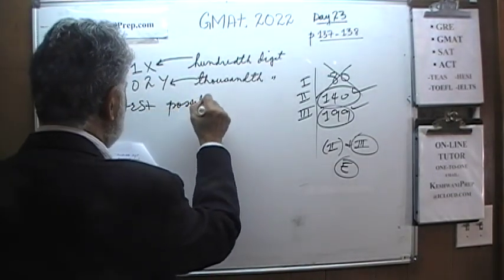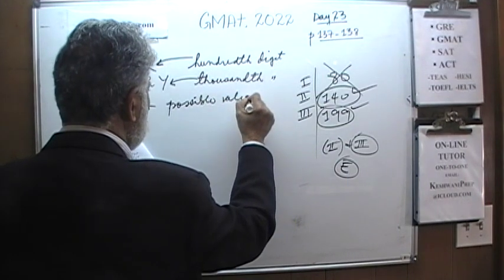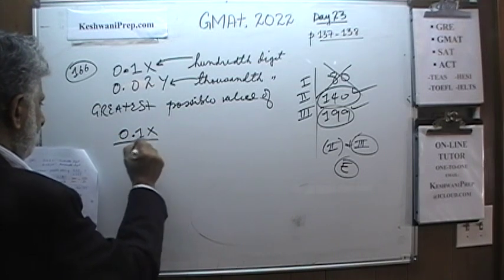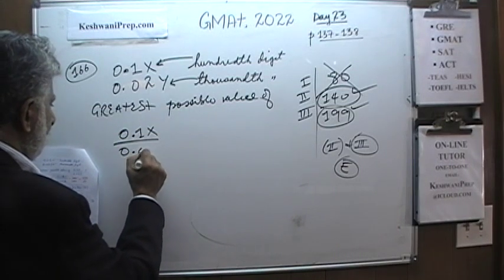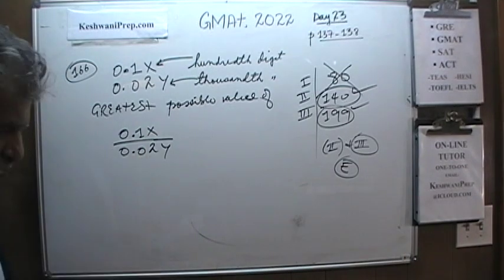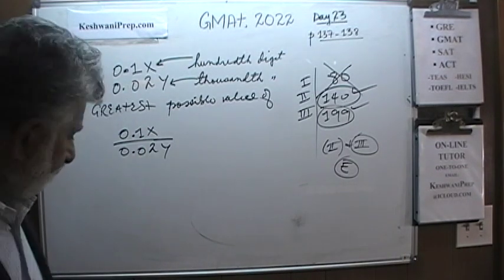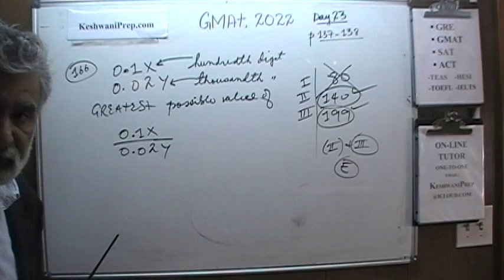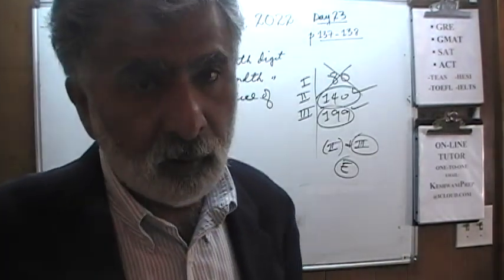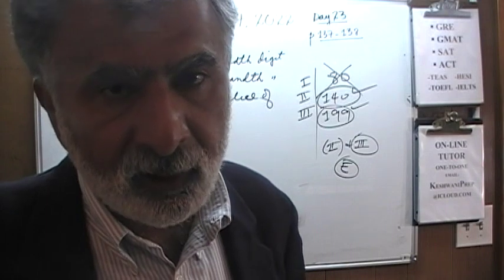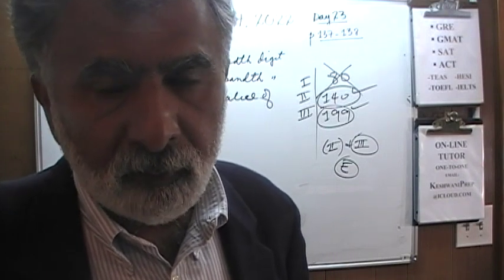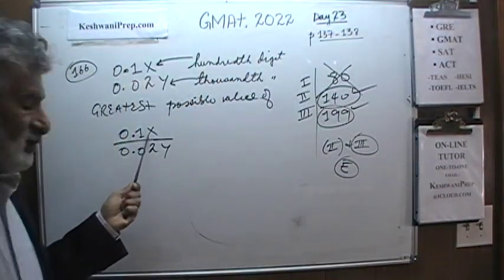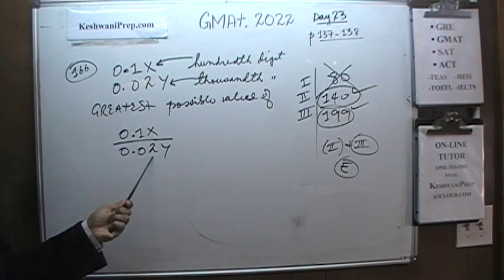possible value of this quantity, 0.1x over 0.02y? Well, let's find out, shall we? If we want this fraction to be as large as possible, there is only one way to go about it. Not only this fraction, for that matter, any fraction at all. If you want to make a positive fraction as large as possible, we need to make the numerator as large as possible, and the denominator as small as possible.